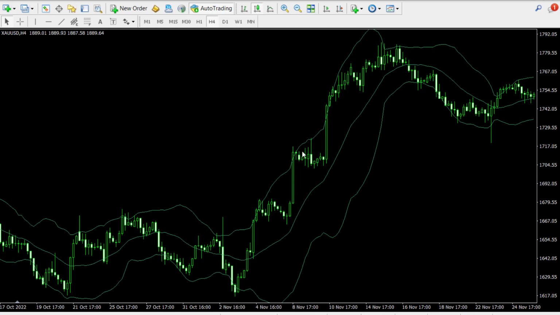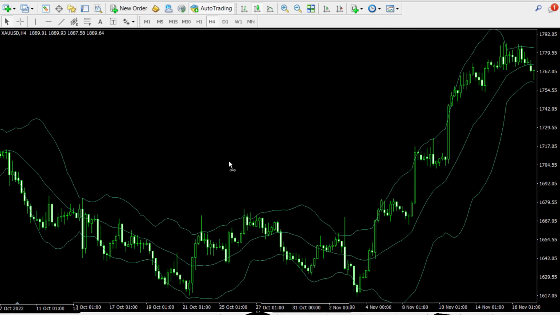2. Upper band. The upper band is calculated by adding a specified number of standard deviations, usually 2, to the middle band's value. It represents a threshold beyond which the price is considered overbought. 3. Lower band. The lower band is calculated by subtracting a specified number of standard deviations, usually 2, from the middle band's value. It represents a threshold beyond which the price is considered oversold.